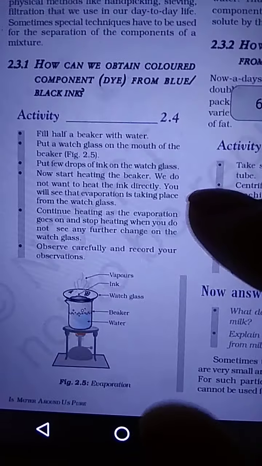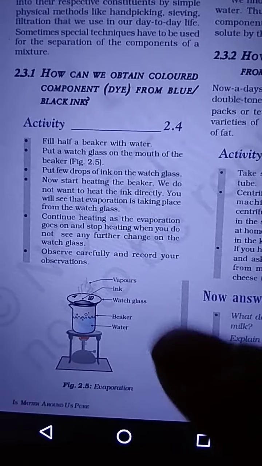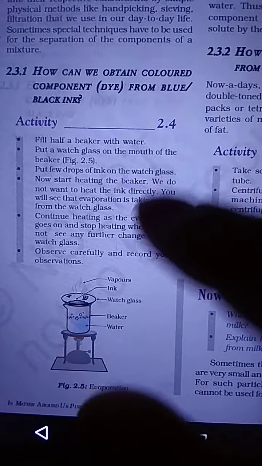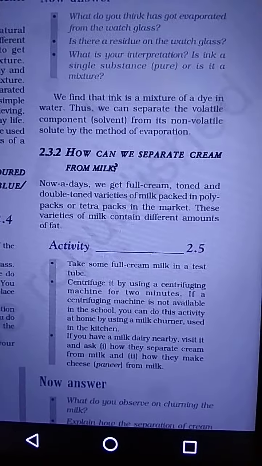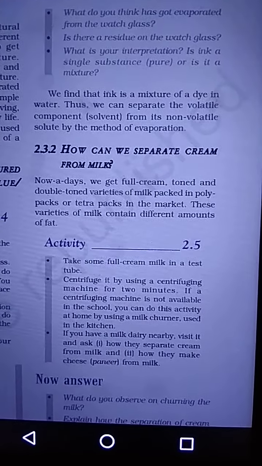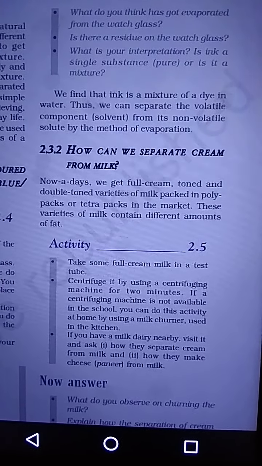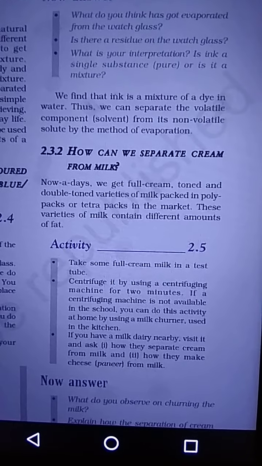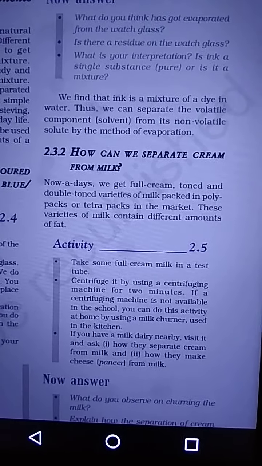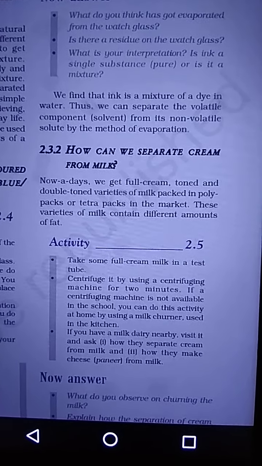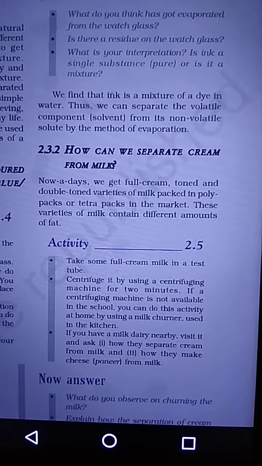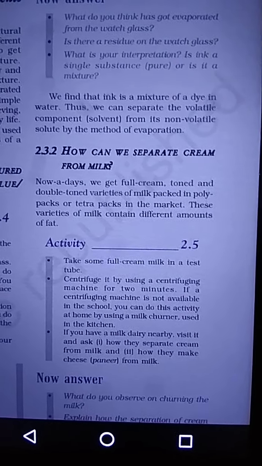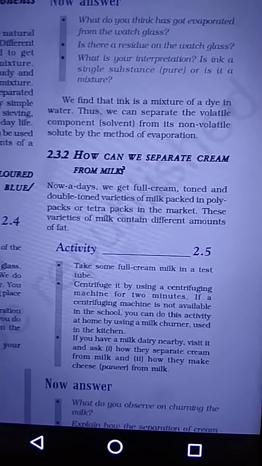So this is the whole process, and here is what you have to answer. What do you think has evaporated from the watch glass? Is there a residue on the watch glass? What is your interpretation? Is ink a single pure substance, or is it a mixture?